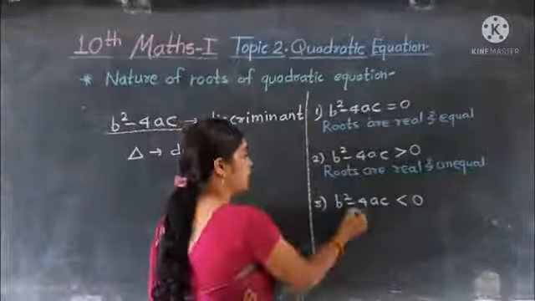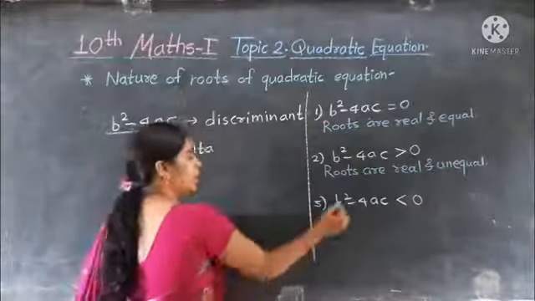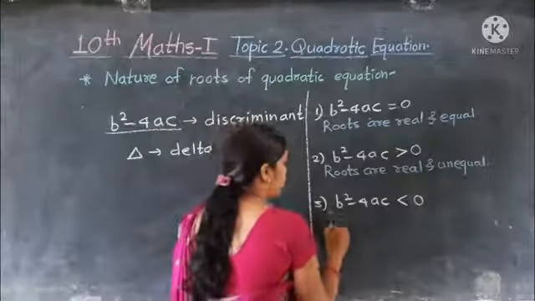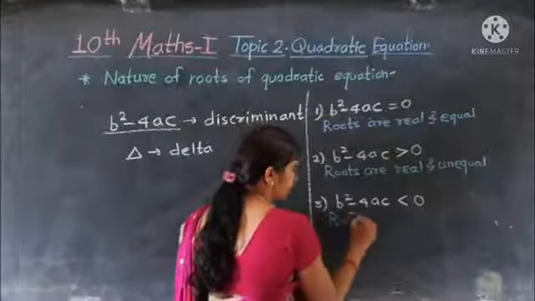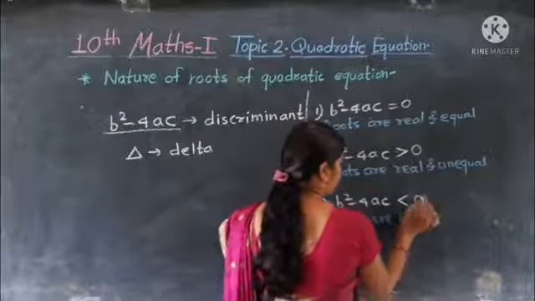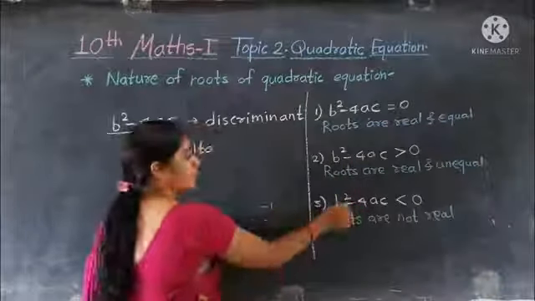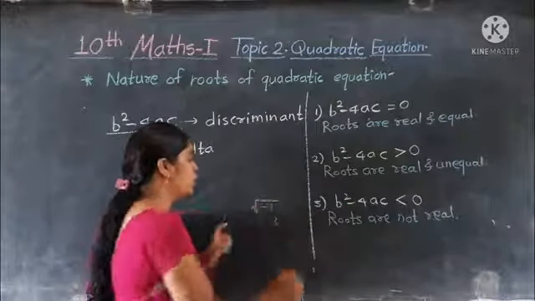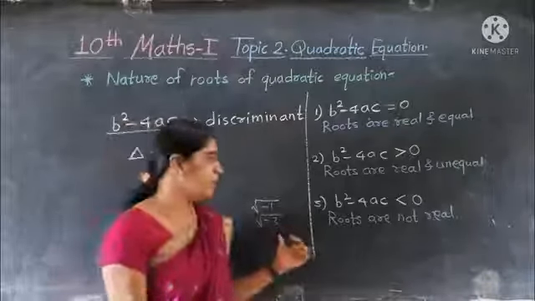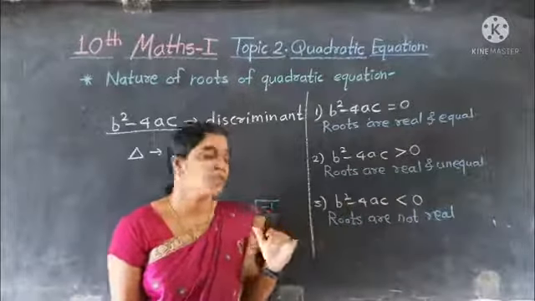And third, if b square minus 4ac is less than 0, means it's negative. Negative means minus 1, minus 3 is there. So the roots are not real. Why not real? If we cannot find the root of minus 1 or root of minus 3, we cannot find. So roots are here not real, that is they are imaginary.